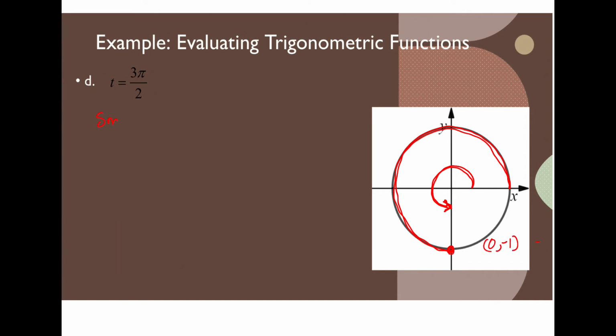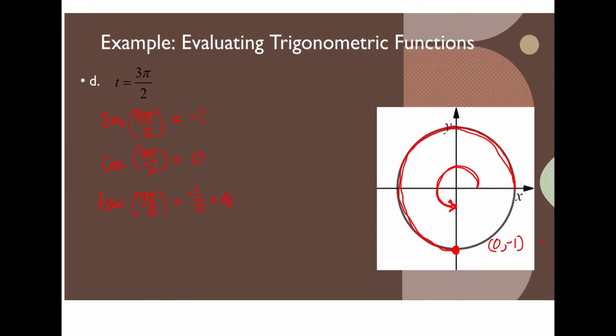So starting off with my sine of 3 pi over 2, we know that the sine is the y value, so this is equal to -1. The cosine of 3 pi over 2 is going to be the x value here, which is 0. And then tangent, in this case, for 3 pi over 2 is y over x, which would be -1 over 0, which is not allowed. And so we say undefined.